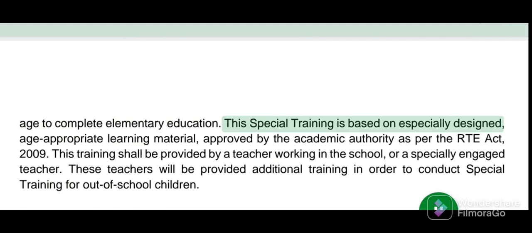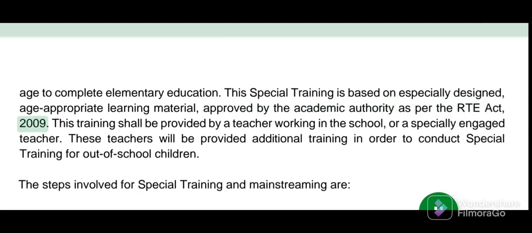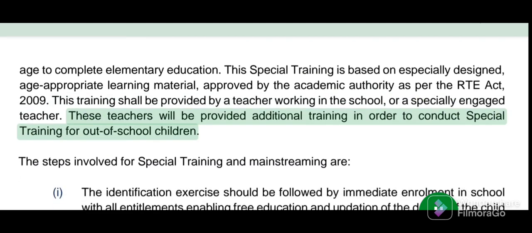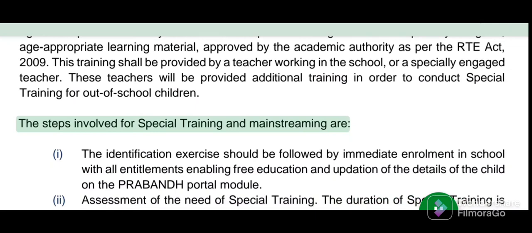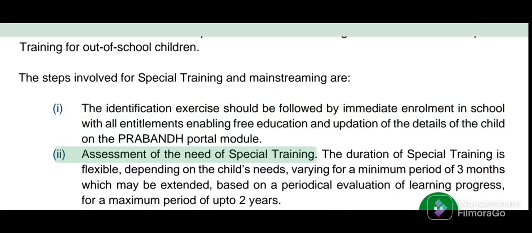This special training is based on a specially designed, age-appropriate learning material, approved by the Academic Authority as per the RTE Act, 2009. This training shall be provided by a teacher working in the school or a specially engaged teacher. These teachers will be provided additional training in order to conduct special training for out-of-school children. The steps involved for special training and mainstreaming are: The identification exercise should be followed by immediate enrollment in school with all entitlements enabling free education and updation of the details of the child on the PRABANDH portal module.